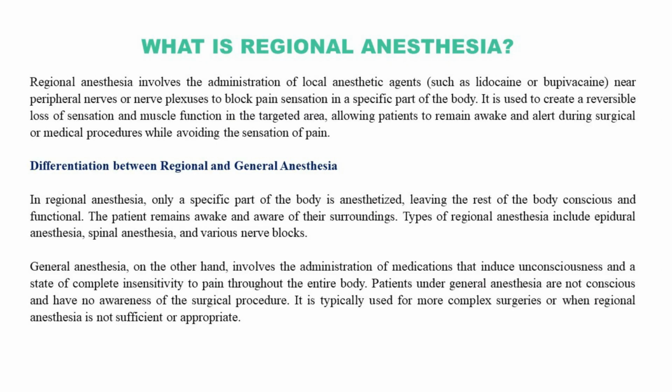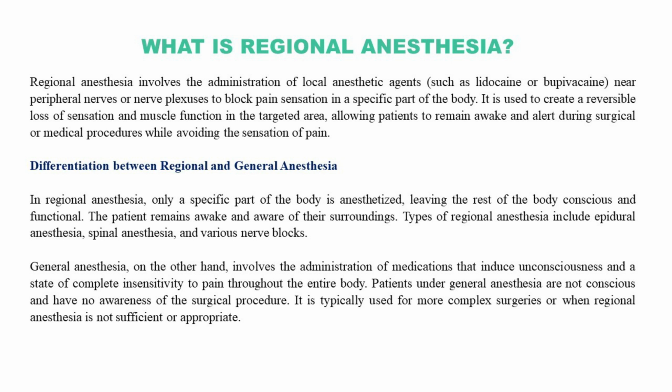What is regional anesthesia? First off, what exactly is regional anesthesia? Regional anesthesia is a medical technique used to block sensation in a specific region of the body, typically by injecting local anesthetic agents near nerves or nerve bundles that supply that area. This results in the temporary loss of sensation and, in some cases, motor function in the targeted region. Regional anesthesia is commonly used in surgical and medical procedures to provide pain relief and reduce the need for general anesthesia or systemic pain medications.